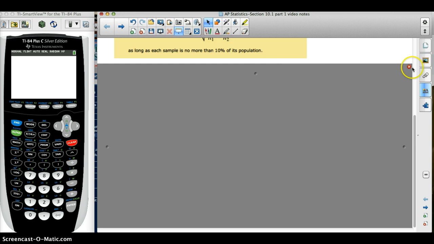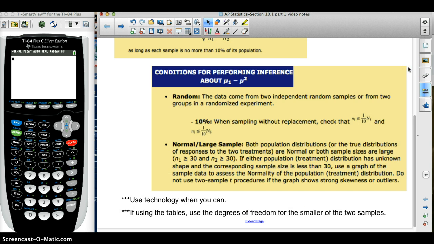Okay, the other big piece here, just like with all of our other tests or conditions for inference or intervals, you have the same thing here, where when you're doing means, you still have to have two independent random samples or two groups in a randomized experiment. The 10% condition must be met, and the normal or large counts condition must be met, where instead you're going to take your sample size and compare it to 30, and if it's greater than or equal to 30, you're all set, it should be normal. If it's not, then you have to use a graph to assess the normality of the population. If there's any strong skewness or outliers, that means it is not normal and you can't go further with the t procedures.